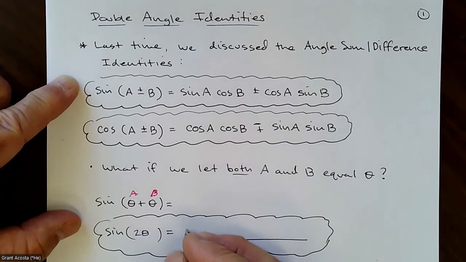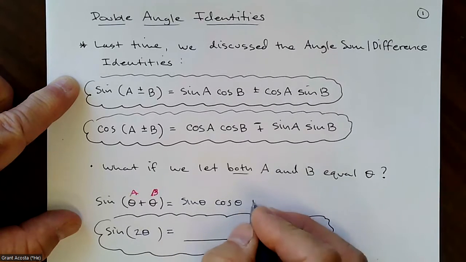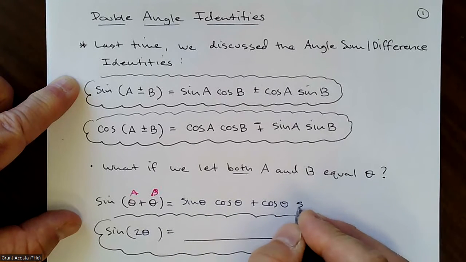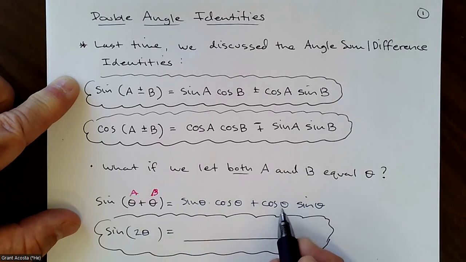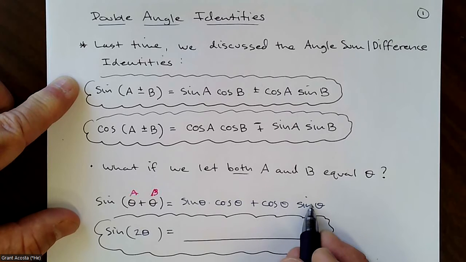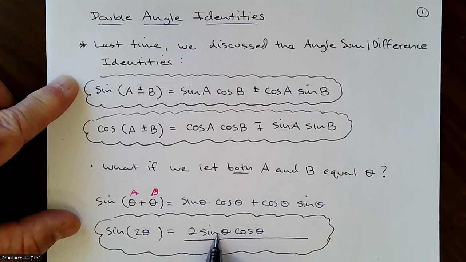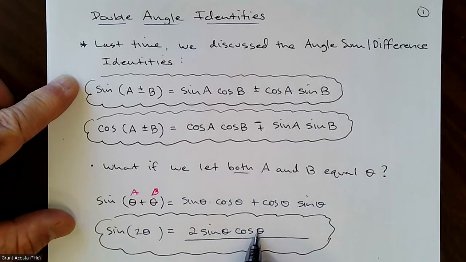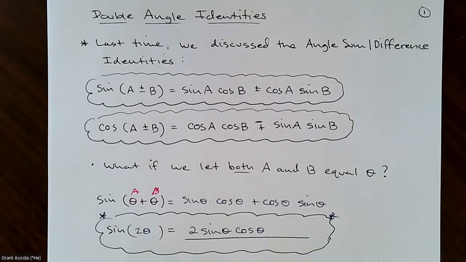That's what we mean by a double angle identity. Using the identity, I'm going to get sine theta cosine theta plus cosine theta times sine theta. And remember, the order of multiplication doesn't matter. So sine theta times cosine theta is exactly the same as cosine theta times sine theta. So I could just combine these and get an identity for sine of 2 theta: it is 2 times the sine of theta times the cosine of theta. This is a double angle identity for sine.